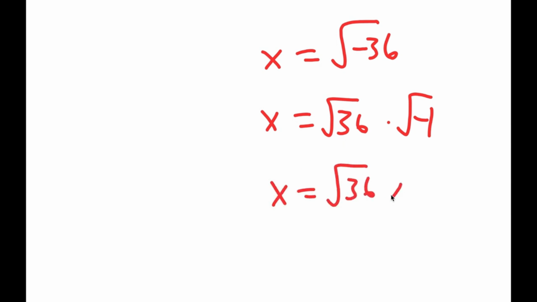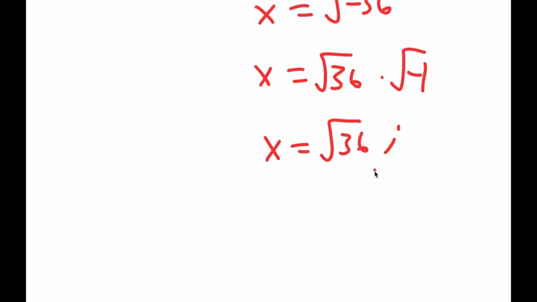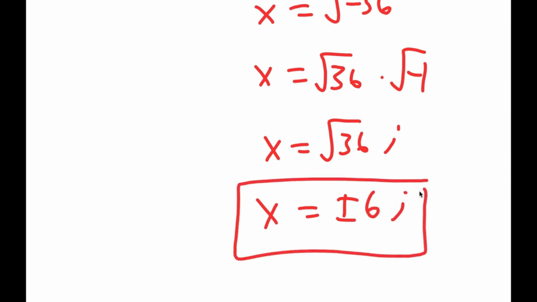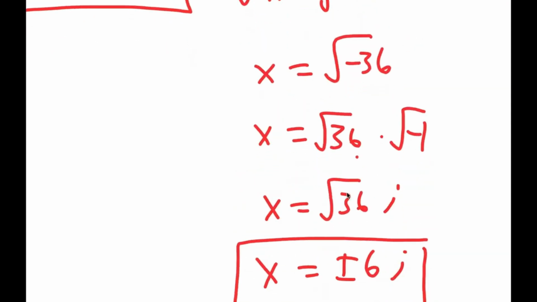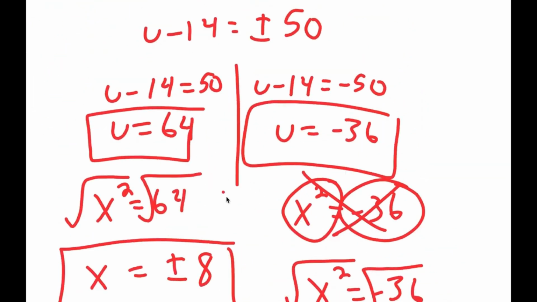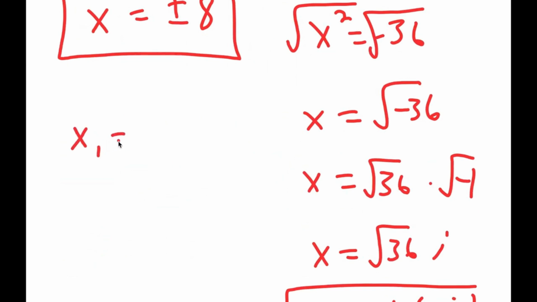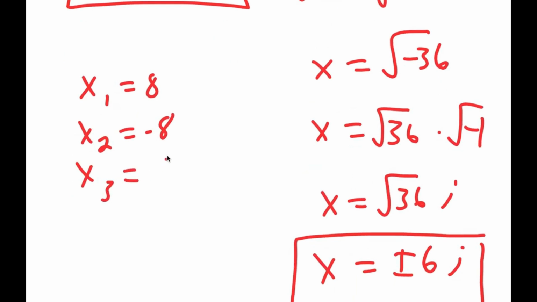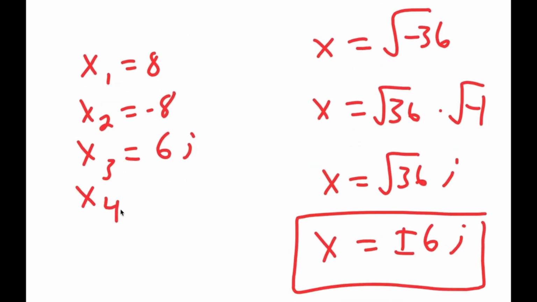So I get x is equal to the square root of 36 times i. And the square root of 36 is the same thing as positive or negative 6. So I get x is equal to positive or negative 6i. So these are another two solutions. And these aren't real solutions, but these are imaginary solutions, which still count as solutions to this problem. So my four solutions are x equals 8, x equals negative 8, x is equal to 6i, and x is equal to negative 6i.